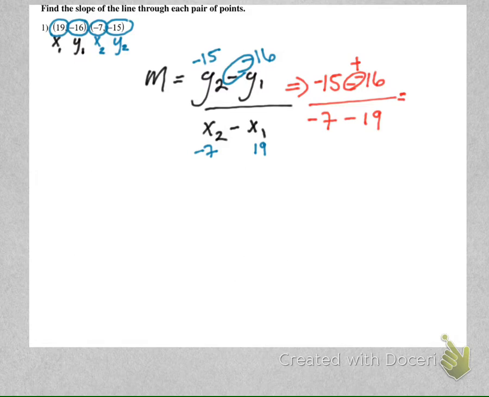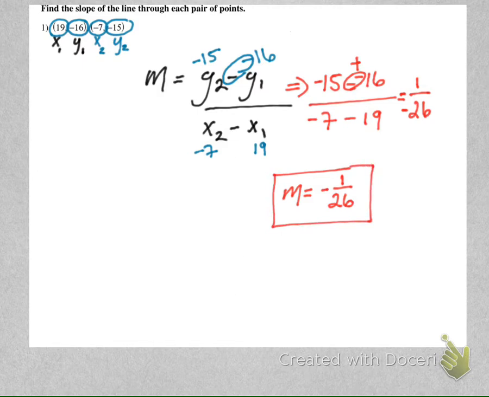Negative 15 and a positive 16 is 1. Different sign, find the difference. Sign of the higher number. And then on my next one, same sign, sum, add, keep the sign, so it's going to be a negative. And what is 7 and 19 added together? It's going to be 26. So my final answer is my slope is equal to a negative 1/26. And we like to put that little negative even with the fraction bar, not down in the denominator or up in the numerator. It just looks prettier. So that's my slope right there. And that's using the slope formula.